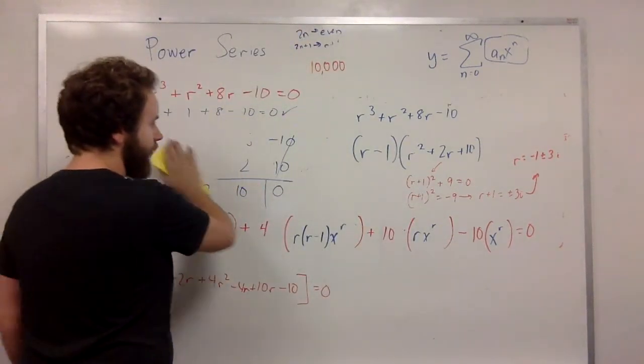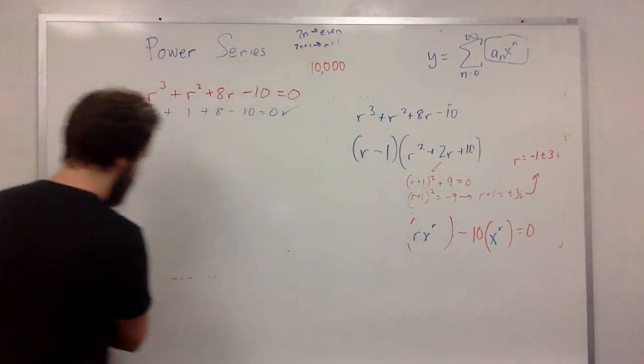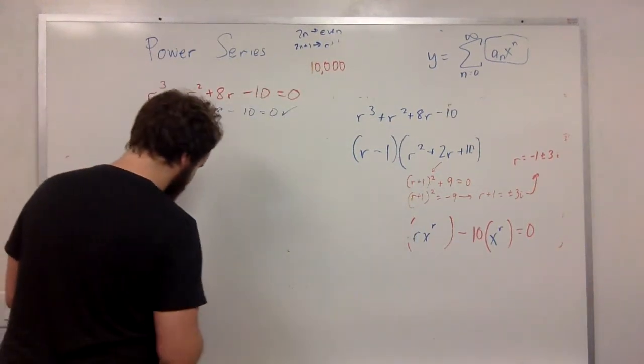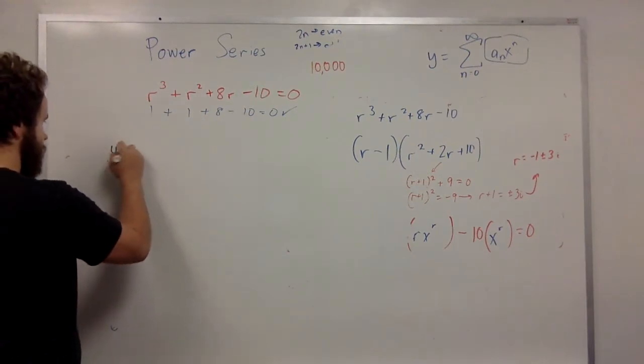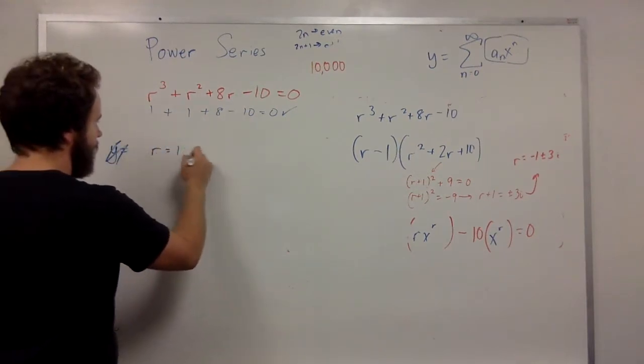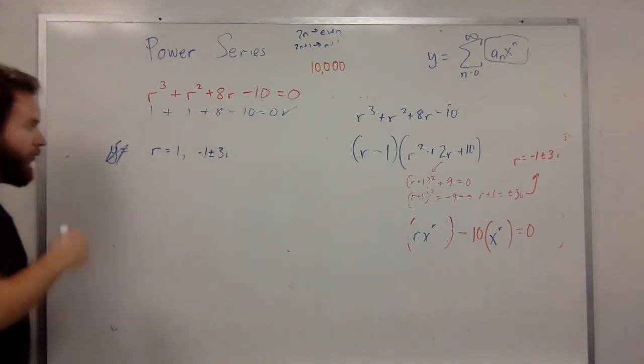So we found our roots. r equals 1, negative 1 plus 3i, and negative 1 minus 3i. We've got to figure out what that means for our solutions. This is where things get weird. So let's say this: r equals 1, negative 1 plus or minus 3i. What does it mean for our solutions?